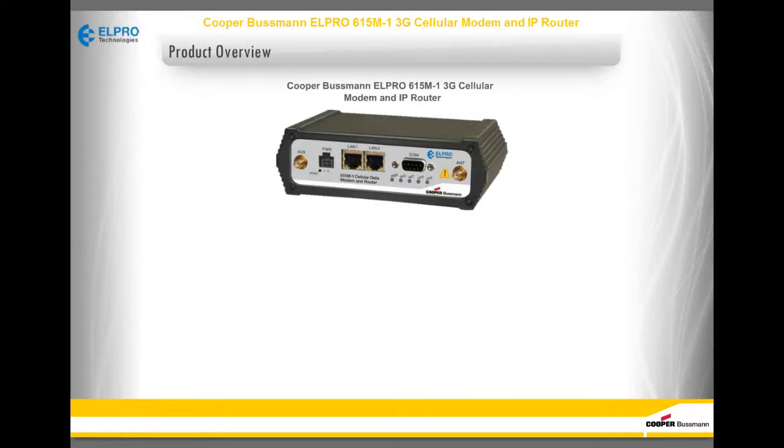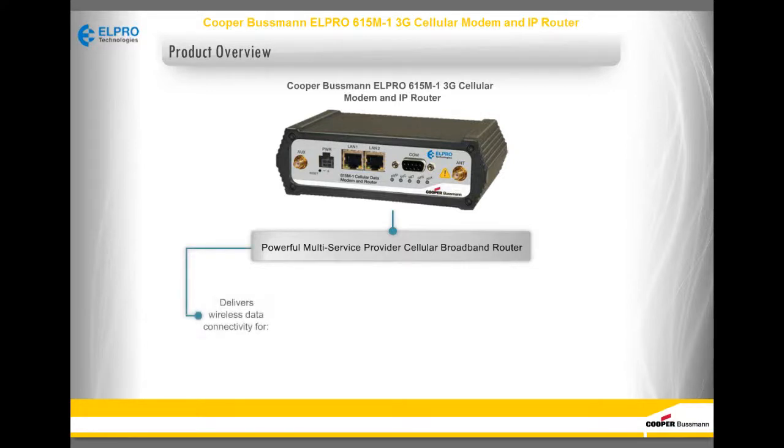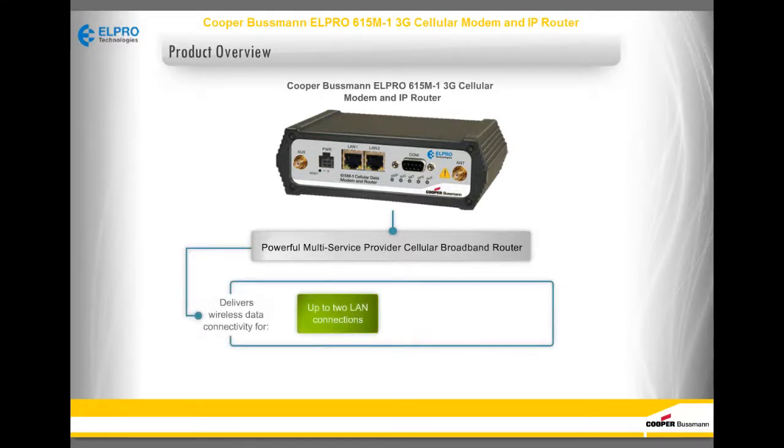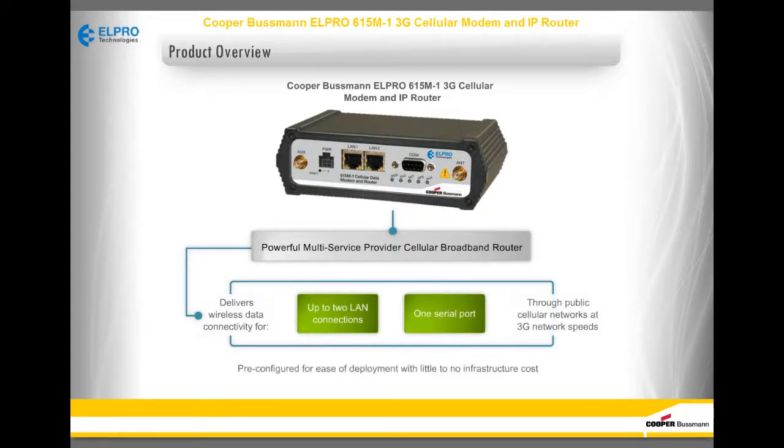Let's get to know the Cooper Busman ELPRO 615M1 3G cellular modem and IP router. The new 615M1 is a powerful multi-service provider cellular broadband router that delivers wireless data connectivity for up to 2 LAN connections and 1 serial port through public cellular networks at 3G network speeds. It is pre-configured for ease of deployment with little to no infrastructure cost.